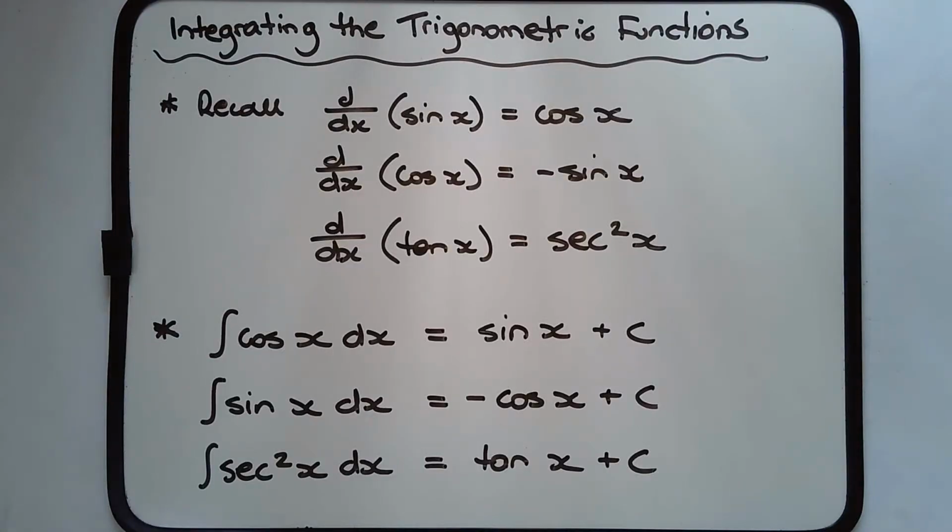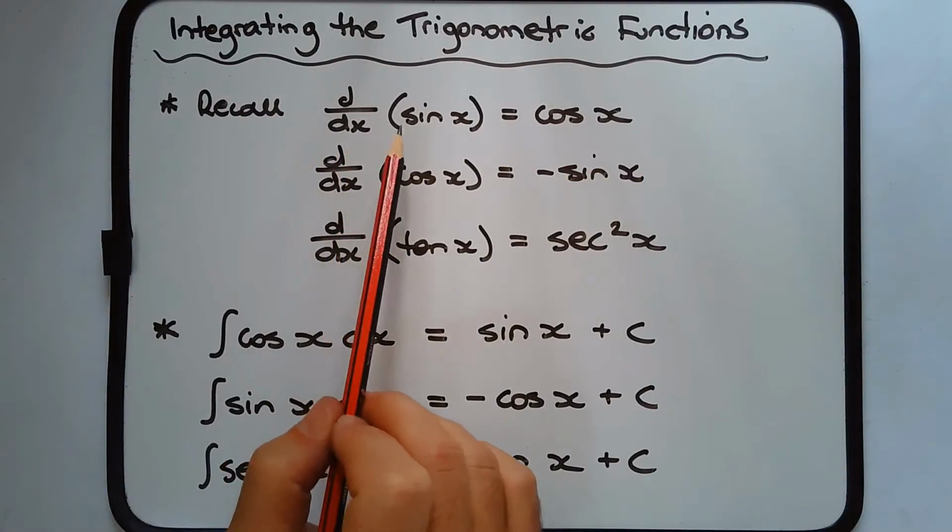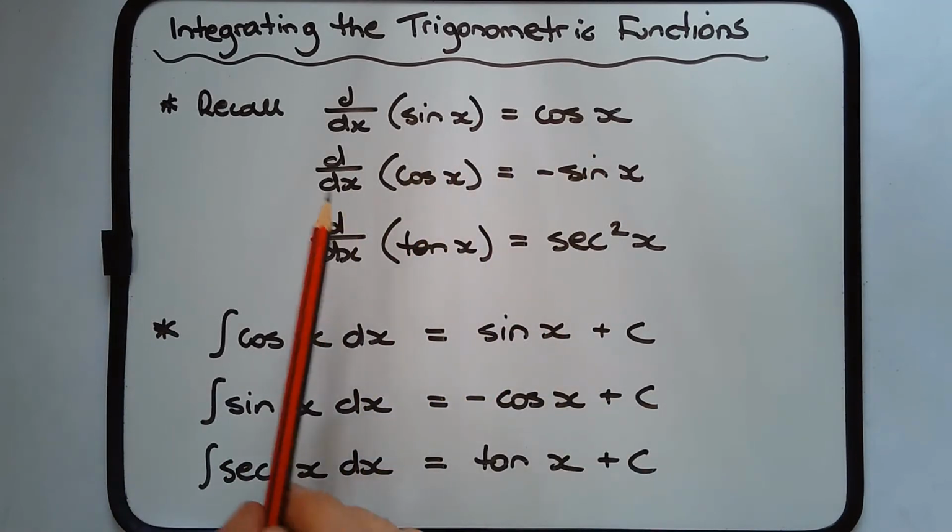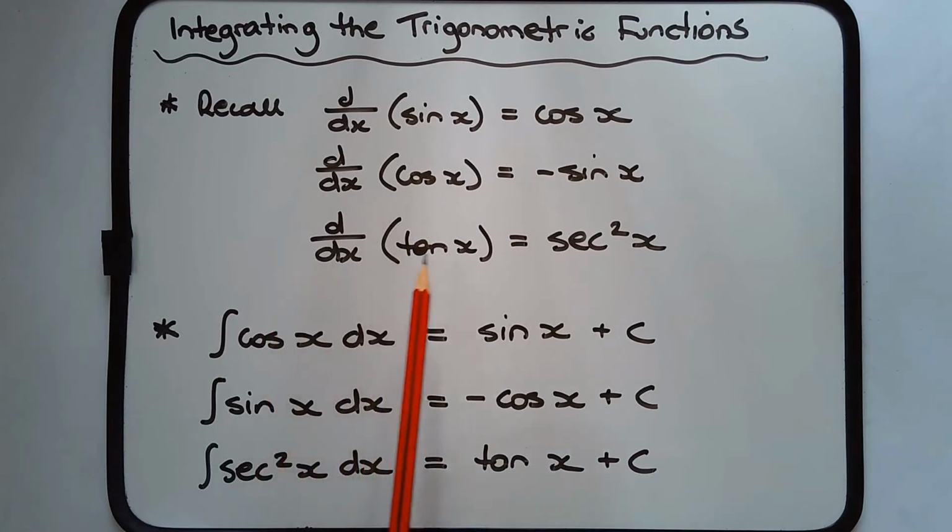Integrating the trigonometric functions. Recall that the first derivative of sine x is cos x, the first derivative of cos x is equal to negative sine x, and the first derivative of tan x is equal to sec² x. Reversing all of this, we have these results.